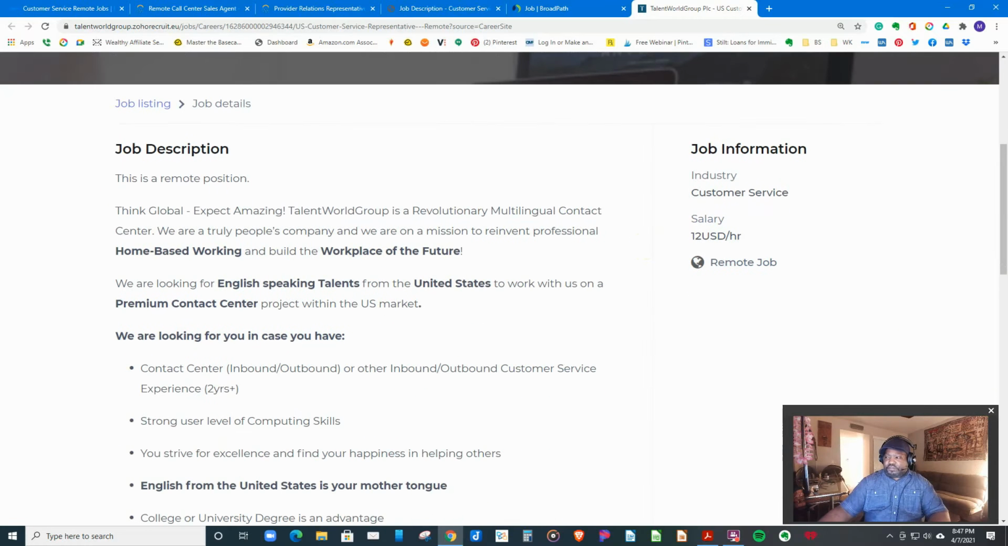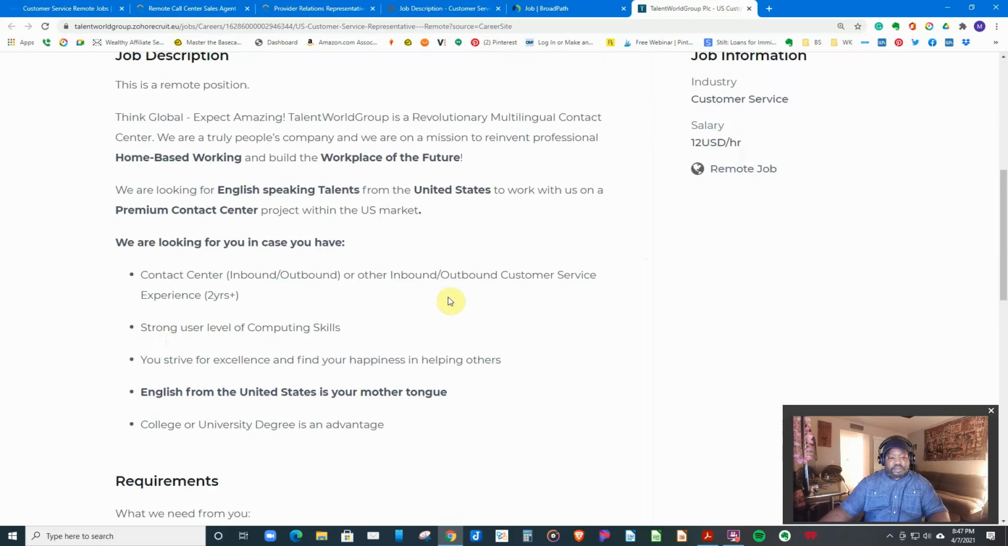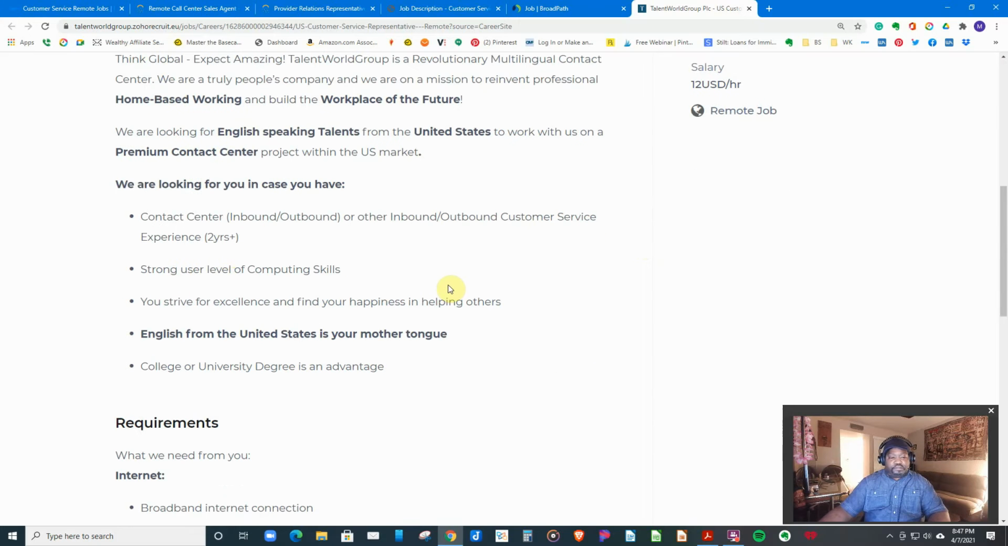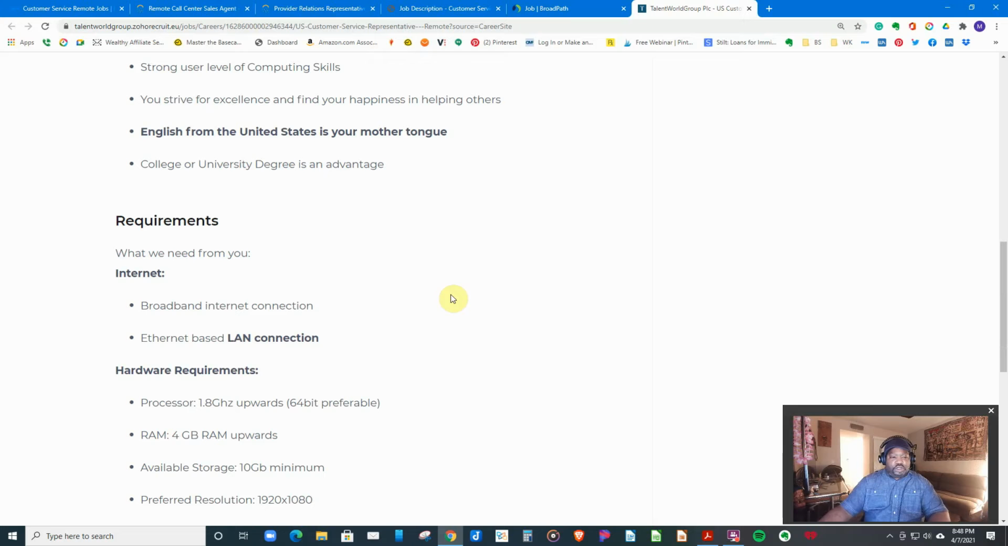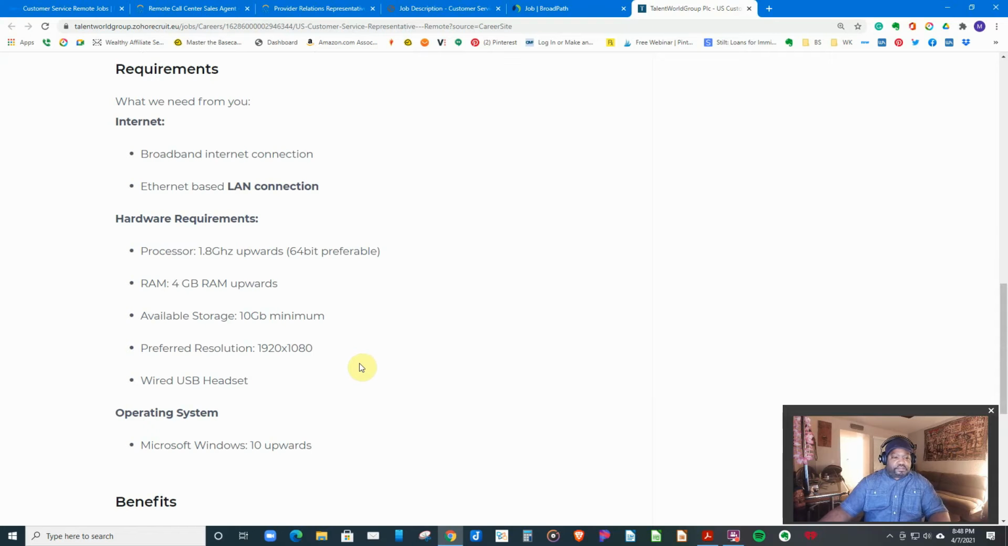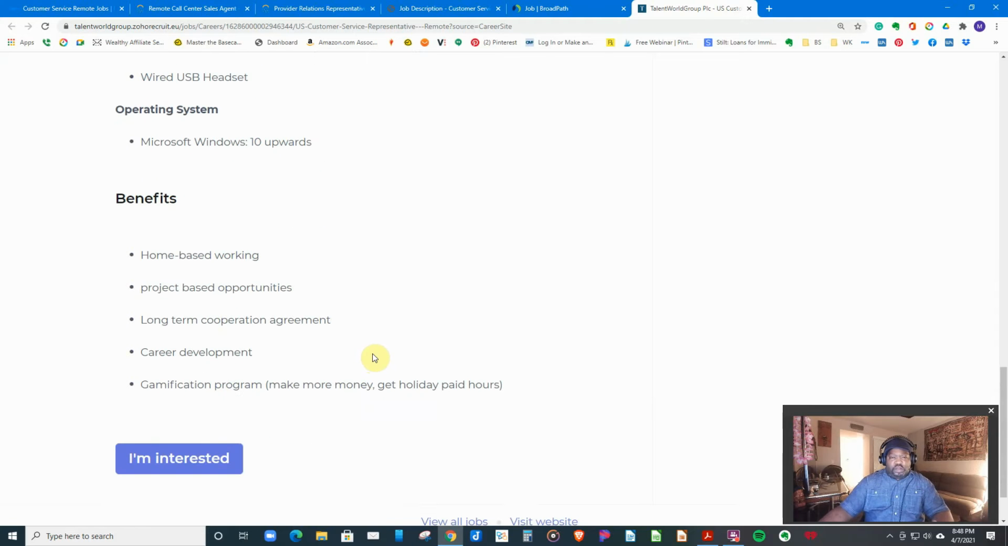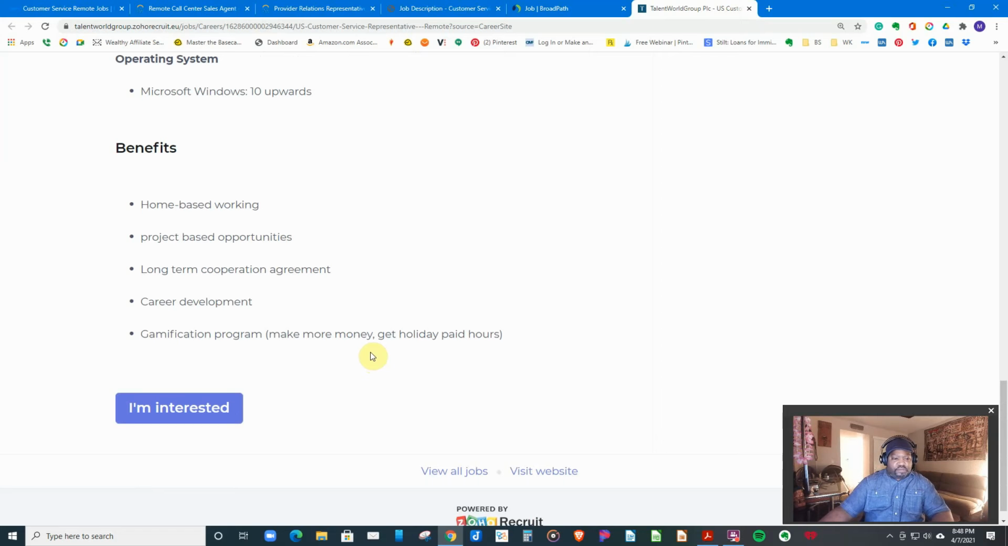Let's see here. You must have 2 years inbound or outbound call center experience and customer service experience, 2 years plus. Let's see. English from the United States is your mother tongue. So they want to make sure that you speak English well. A college or university degree is a plus. You will have to bring your own equipment, and I'll let you read that later. You can do that by clicking the link in the show notes below. That way you can get a link to this job post. You will have to bring your own equipment. Again, so just remember that.